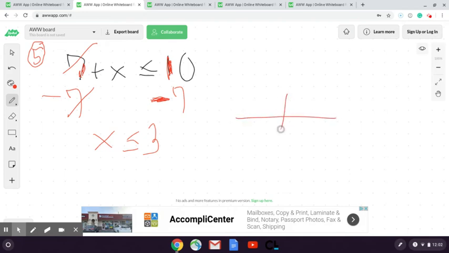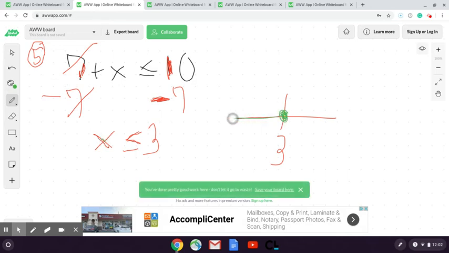So for your graph, if you have a 3, you see x is less than or equal to 3. So you would do a closed circle, and then less than to the left.